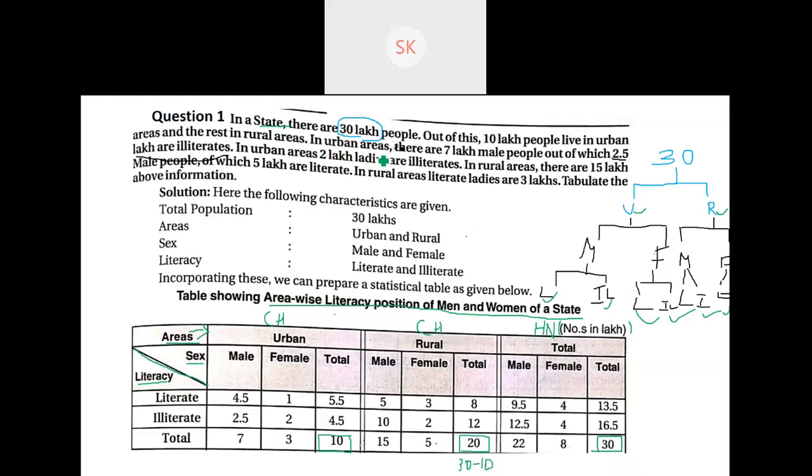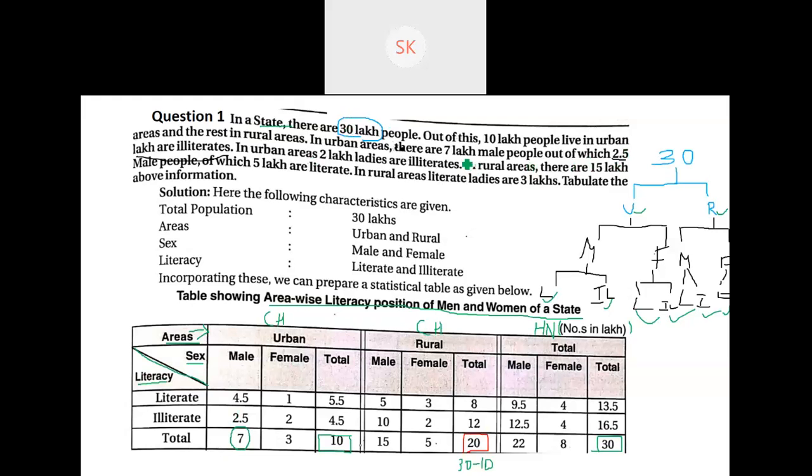Let's continue. In urban areas, there are 7 lakh male people. So total of male is 7 lakhs. I'm just rounding whatever information is given to us in green. Whatever we find or whatever we will calculate, I will give another color, let's say red. This we had to calculate. Now 7 lakh people were in the urban place.